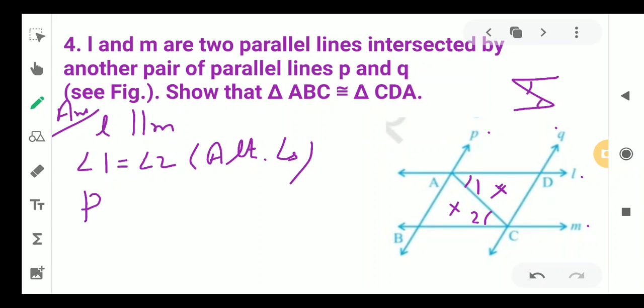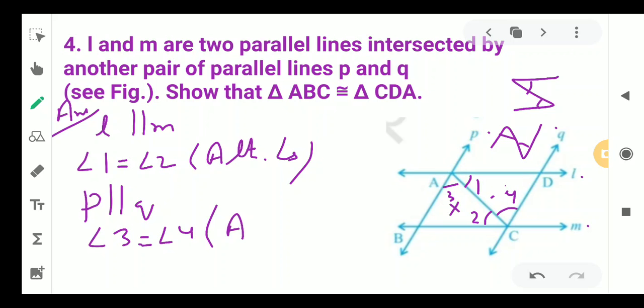Similarly, if P is parallel to Q, and again we take transversal AC, then this angle 3 and this angle 4, we can see the formation of Z like this. So angle 3 will be equal to angle 4, again alternate angles. So 1 equals 2 because L is parallel to M, so they are making alternate angles. When P and Q are parallel, then 3 and 4 are making alternate angles. So this we have shown.